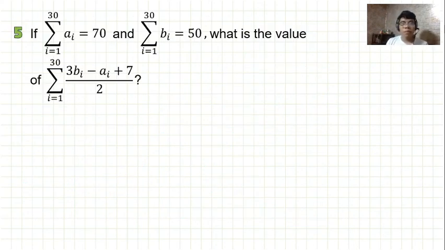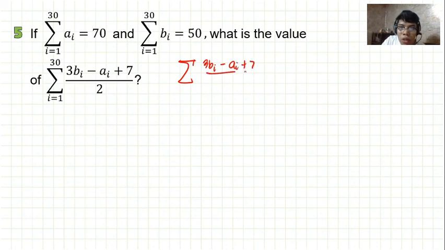Now for problem number 5, if the summation of A sub I is from 1 to 30 is 70, and the summation of B sub I is still from 1 to 30 equal to 50, what is the value of the summation of 3B sub I minus A sub I plus 7 all over 2, I is from 1 to 30? So for this problem, madali lang naman to. I will just copy first the given summation. So that is summation of 3B sub I minus A sub I plus 7 all over 2. I is from 1 to 30.